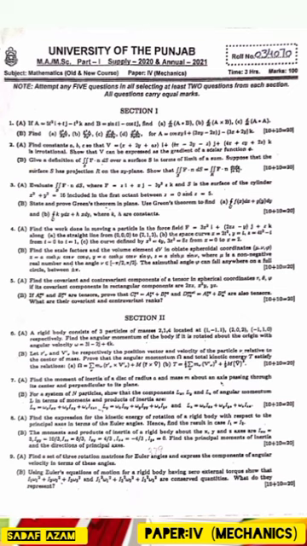Question number 3a. Evaluate the double integral over S of F · n dS, where F is equal to z i plus x j minus 3y²z k and S is the surface of the cylinder x² plus y² is equal to 16 included in the first octant between z is equal to 0 and z is equal to 5.